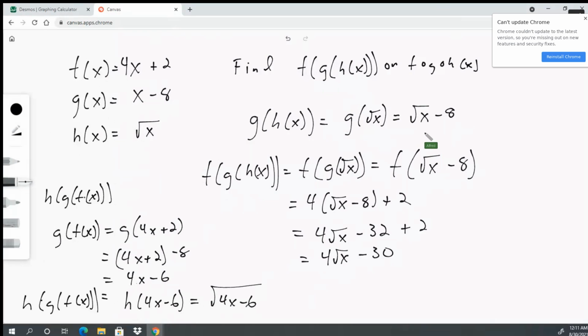And if we're doing h of g of f of x, well, f of x equals 4x plus 2. We plug that into x. So g of f of x equals g of 4x plus 2, which is 4x plus 2 minus 8, which is equal to 4x minus 6. And h of g of f of x is h of 4x minus 6. We plug that in every time we see x, which is the square root of 4x minus 6.